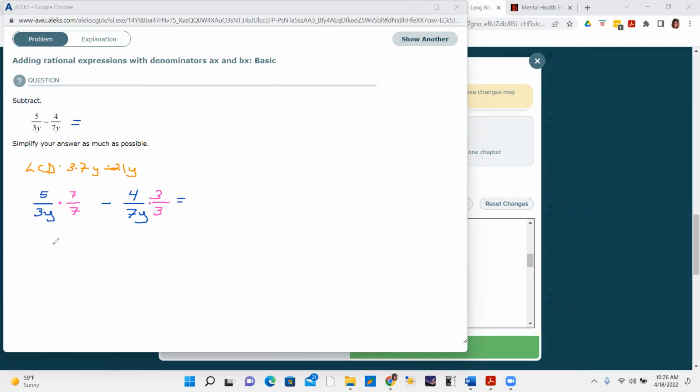So now we can write each fraction as the equivalent fraction with the 21y on the bottom. So now you have the same denominator, and you have 35 minus 12 is 23. And that does not simplify any further.